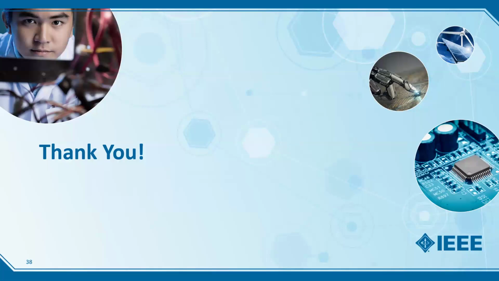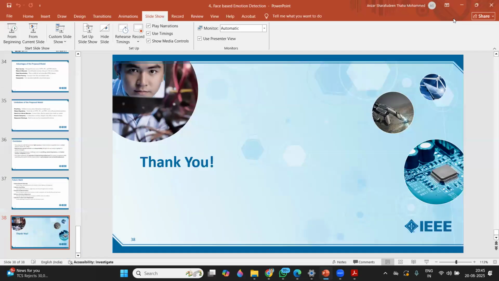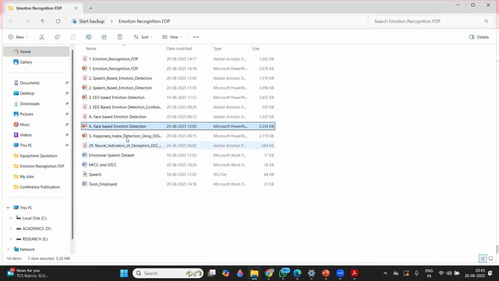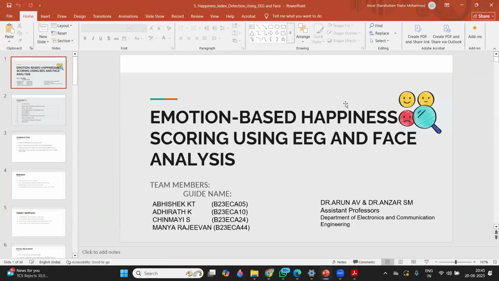I can show you another example, which is one of the use cases of the problem that we are discussing: emotion-based happiness scoring using EEG and face. This is from some of our BTech students working on a socially relevant project. The socially relevant project starts in S3 and ends in the sixth semester, S6, where the final evaluation is. Now the students are in S5.